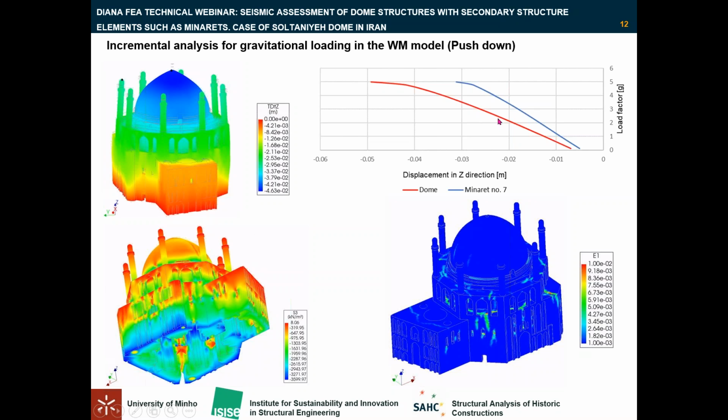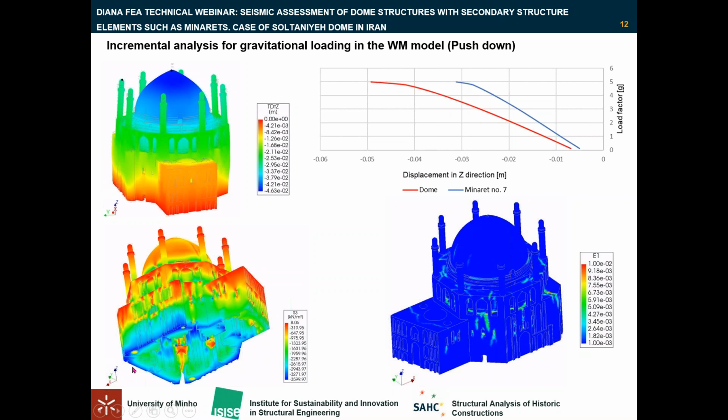Here in this picture, the graph illustrates the capacity curve of the structure, which can reach up to 5 times the self-weight of the structure, which means a safety factor of 5. The vertical displacement for the maximum load factor for the control point on top of the dome, as you can see, is almost 50 millimeters or 5 centimeters, whereas the control point on top of minaret number 7 experiences a vertical displacement of 32 millimeters.